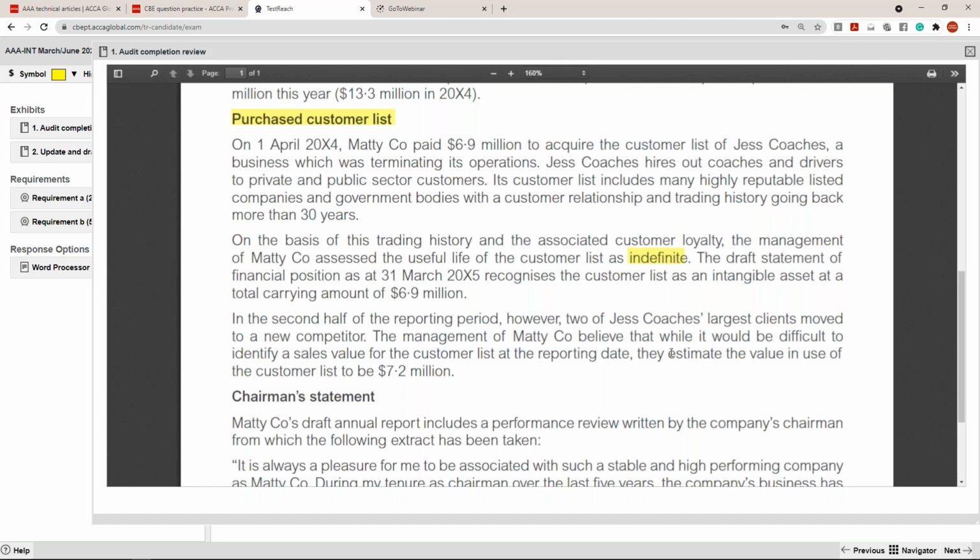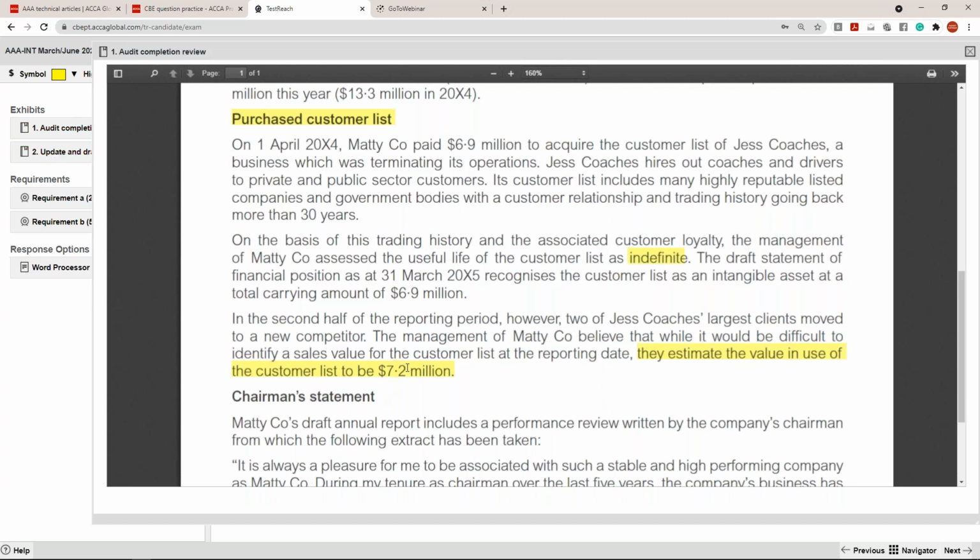Am I right? If the life is finite, you amortize it. But if the life is indefinite, you review it for impairment every year. Have they reviewed it for impairment? Yes, they have, and they estimate the value in use to be 7.2 million. So are a number of estimates involved in the scenario? First, about the indefinite life. Second, about the value in use.